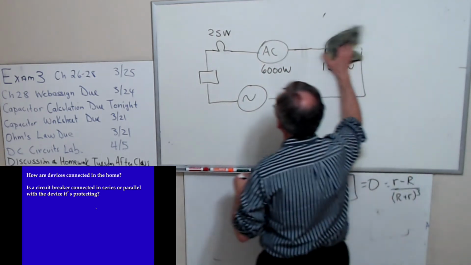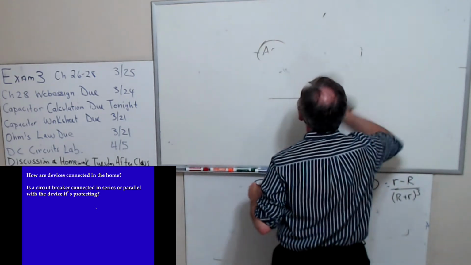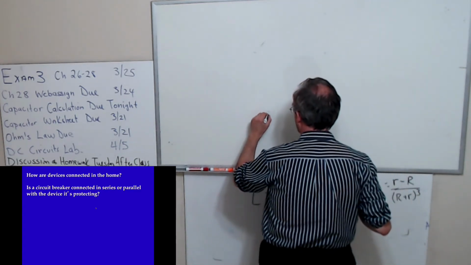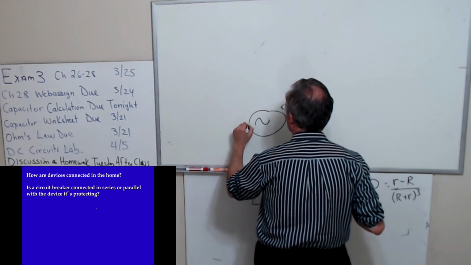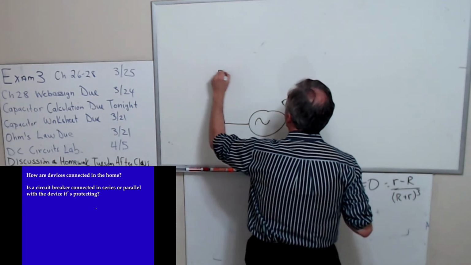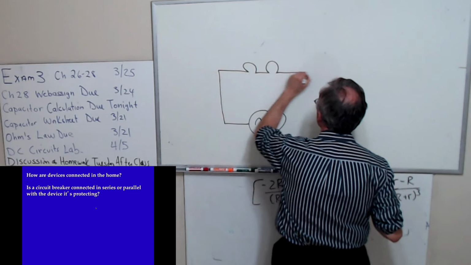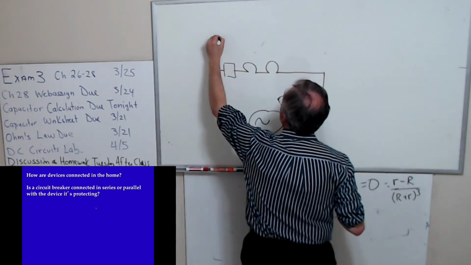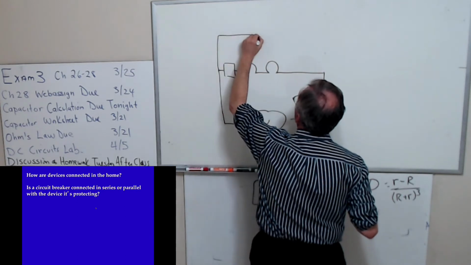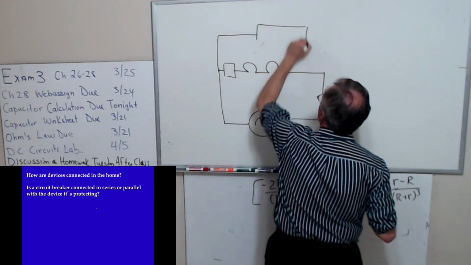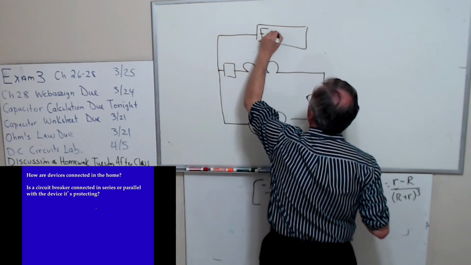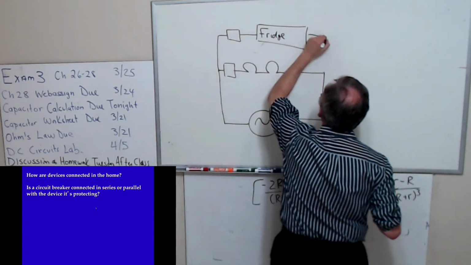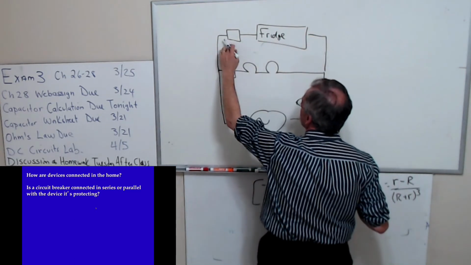So you'll have something like this. I don't want to do the air conditioner because the air conditioner is 240. Here's your power supply. So here's maybe some bulbs. This is one room. And we'll put the circuit breaker here. And then here's your fridge. And so we'll put another circuit breaker here. So this is in series with the fridge.